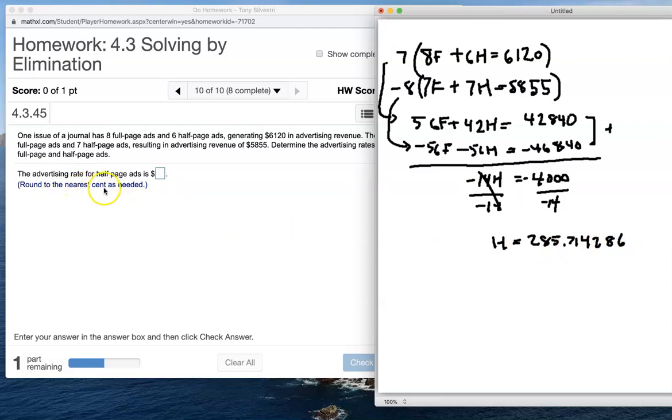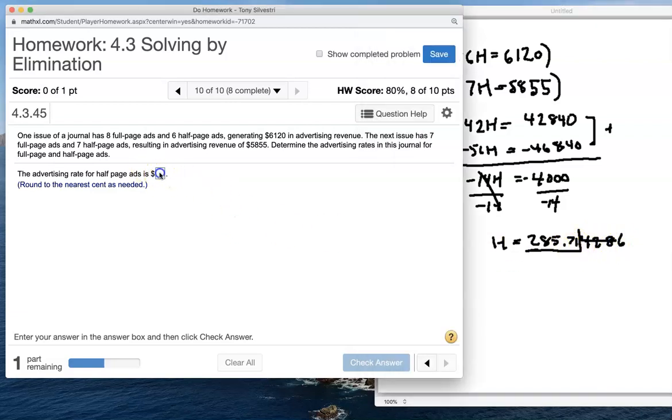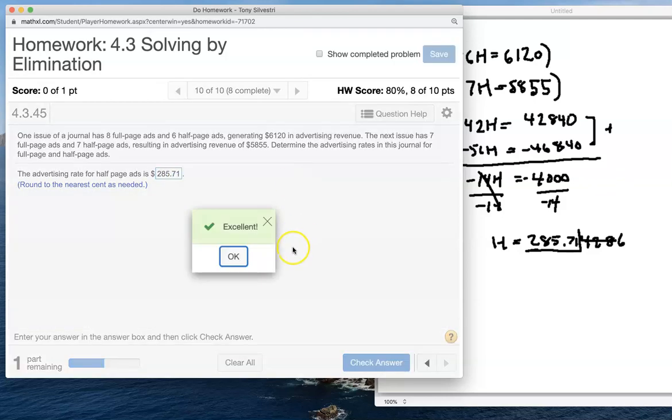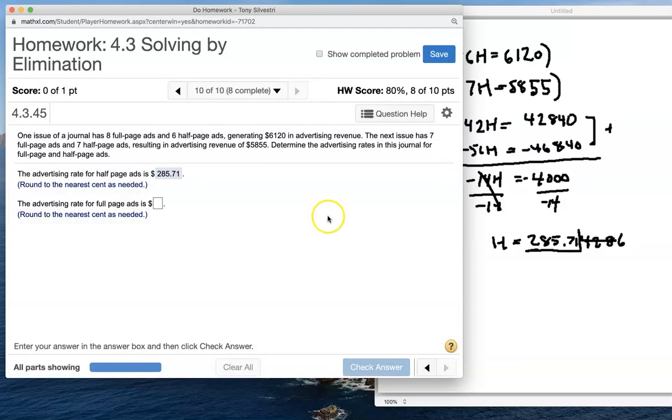Round to the nearest cent, so I'm not too worried. Here's your nearest cent. Okay. 4 is a small number, so we can just dismiss those digits. So what I'm going to put in here will hopefully be the right answer: 285.71. Hit enter. Nice. I hope they're not going to continue this. Yes, they are. Of course they are. So what I'm going to do, round to the nearest cent.